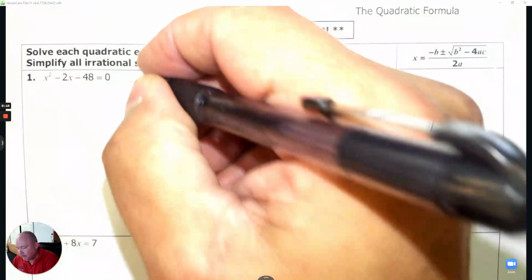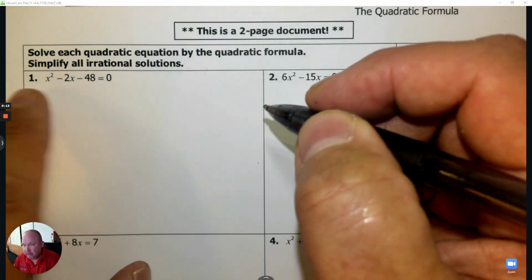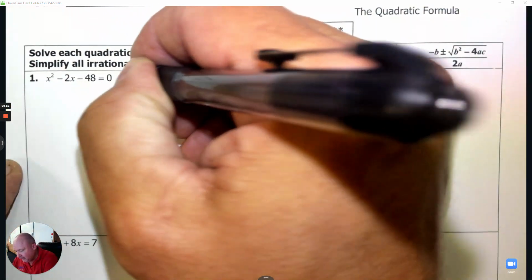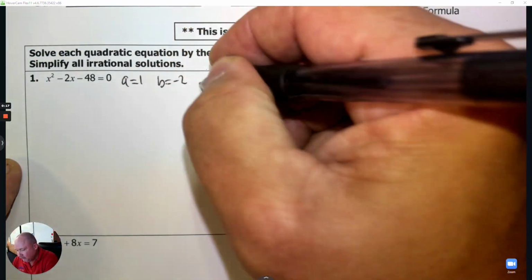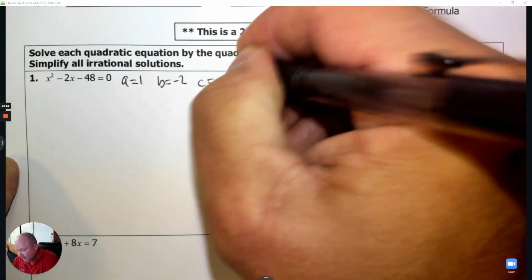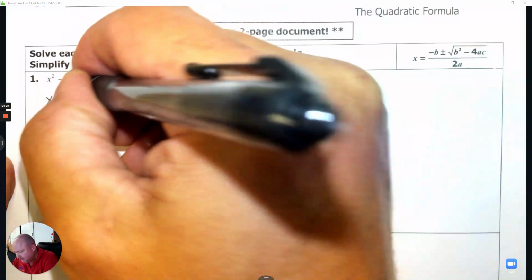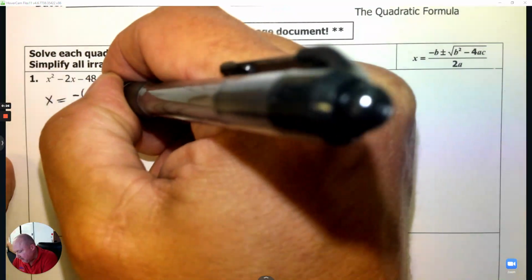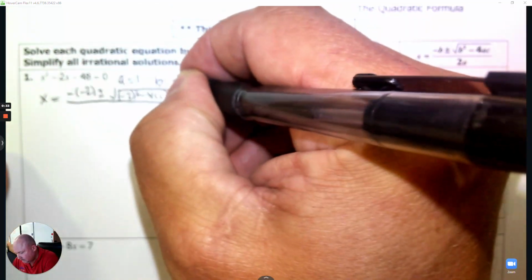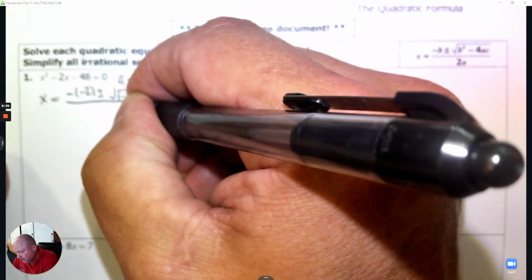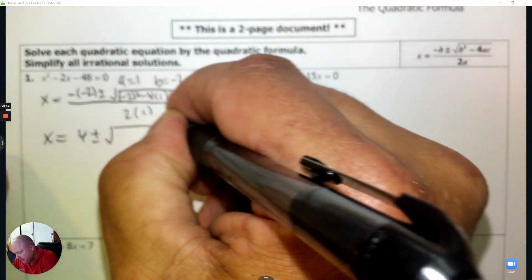So for the quadratic formula, it first of all needs to be equal to 0. And then the first number is a, the second number is -2, and the last number there is c. And the formula is this: -b plus or minus the square root of b squared minus 4ac all over 2a. And then we have to simplify it.